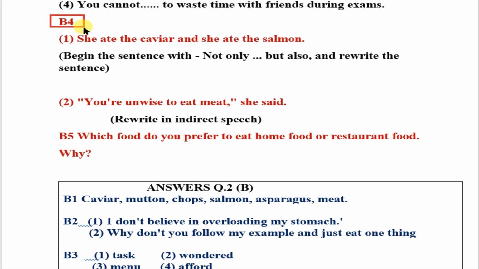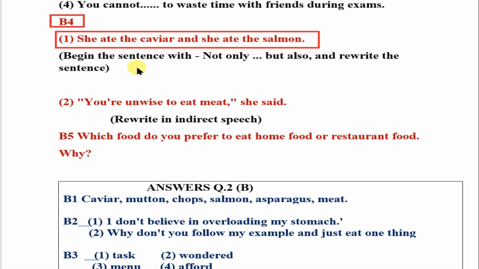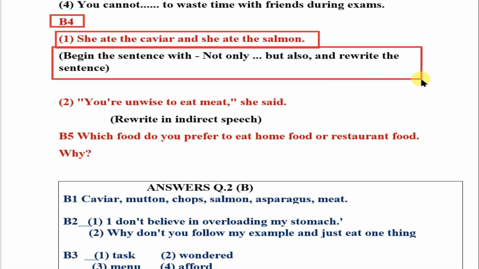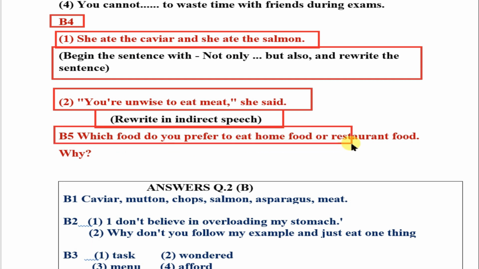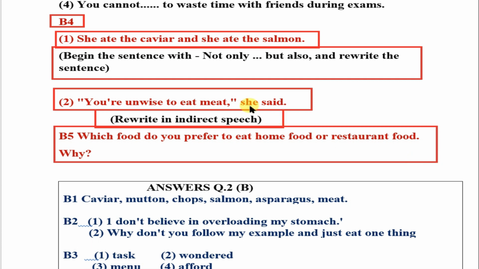B4, related to grammar. The sentence is, she ate the caviar and she ate the salmon. Begin the sentence with not only but also and rewrite the sentence. Next sentence, you are unwise to eat meat, she said. Rewrite in indirect speech. B5, which food do you prefer to eat, home food or restaurant food? Why? Personal response type of question.